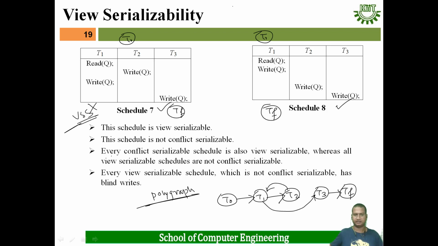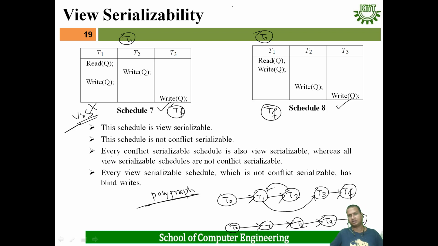Now check for schedule 8. For schedule 8, we will draw the polygraph for T0, then T1, then T2, then T3, and here TF. T3 writes the data item, it is reading. T0 is writing, it is reading. Now T1 to T2 transaction is there. Then T2 to T3 transaction will be there. That means no cycle is present in this case. And T1 to T3 directly, T1 to T3 write operation reading.